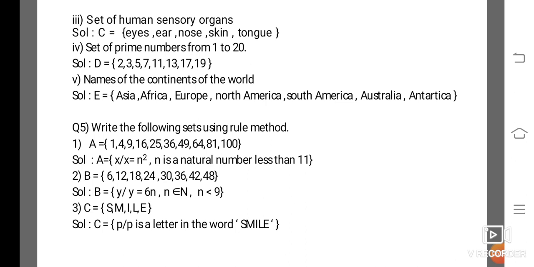Then there are numbers 6, 12, 18 up to 48. All these numbers are multiples of 6. So we write B is equal to 6, 12, 18, 24, 30. So we write this as y is equal to 6n, n belongs to natural numbers and n is less than 9. C is equal to SMILE. So these are letters in the word smile.